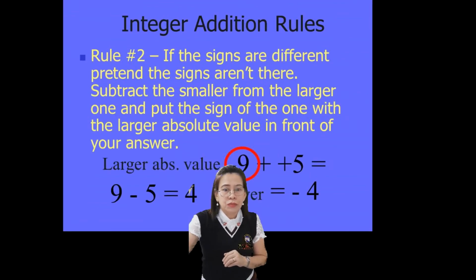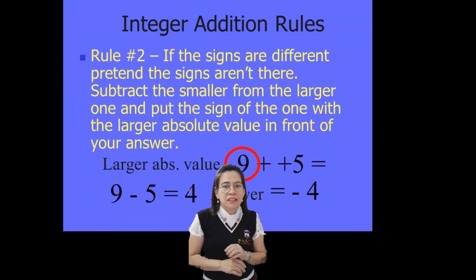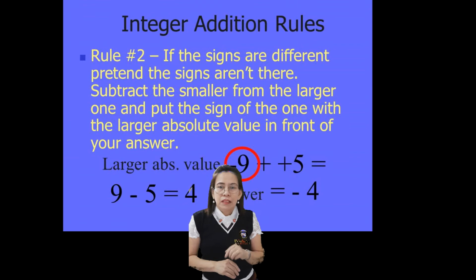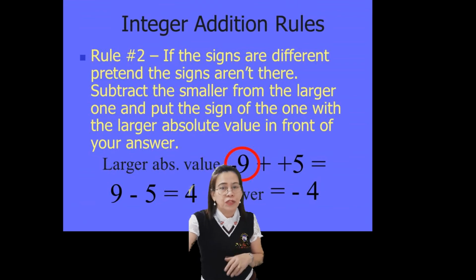Okay, rule number 2. If the signs are different, pretend the signs aren't there. Subtract the smaller from the larger one, and then put the sign of the bigger number. Let's say negative 9 plus positive 5. So 9 minus 5 is 4. And then since the sign of the bigger number is negative, the sign of your answer is negative. So your answer is negative 4.